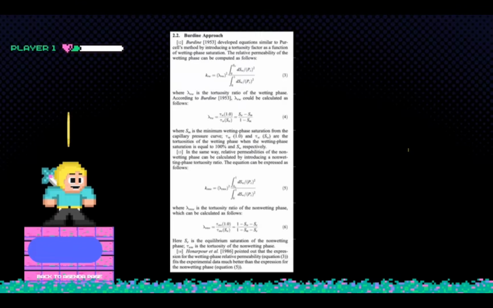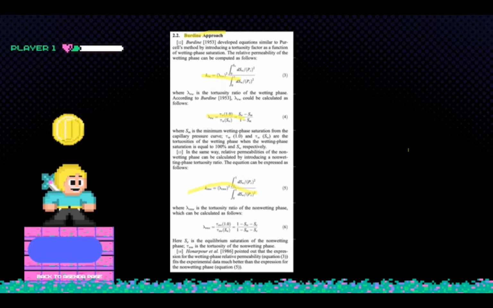The approach we are using is the binary approach. This is the formula for relative permeability of the wetting phase, with the absolute permeability I just said, 0.26 millidarcy, and the tortuosity ratio is defined by the equation: the saturation minus connate water saturation, divided by 1 minus connate water saturation. For the tortuosity ratio of the non-wetting phase from capillary pressure data, we use the formula given here.